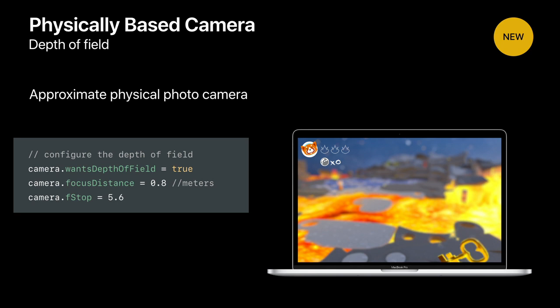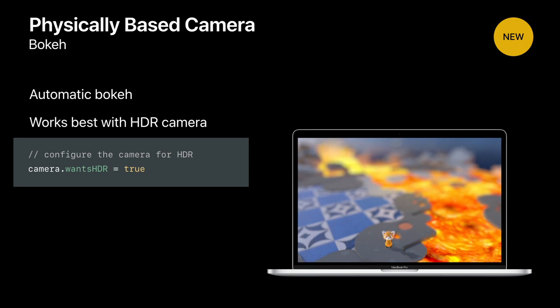SceneKit will approximate a real photo camera's depth of field, and it will blur the scene in a way that is consistent with these parameters that come from the photography world. The new depth of field will also simulate the bokeh you would get with real photo cameras.